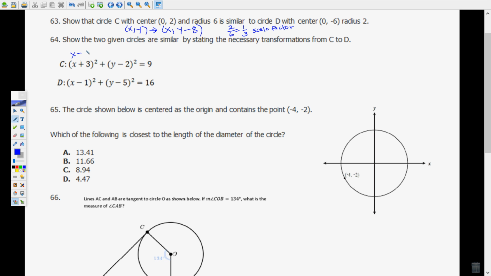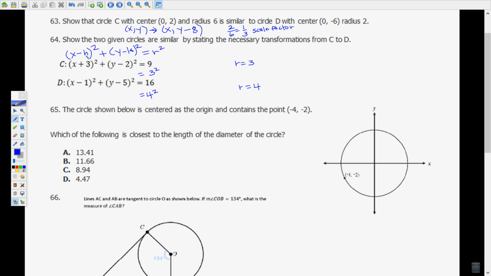We learned the equation for a circle is (x minus h) all squared plus (y minus k) all squared equals r squared. Easy part here is to figure out the r for each one of these, because this is 3 squared would give you 9, and this would be 4 squared would give you 16. So we already know the radii. The radius for this one is 3, and the radius for this circle is 4. For circle D is 4.